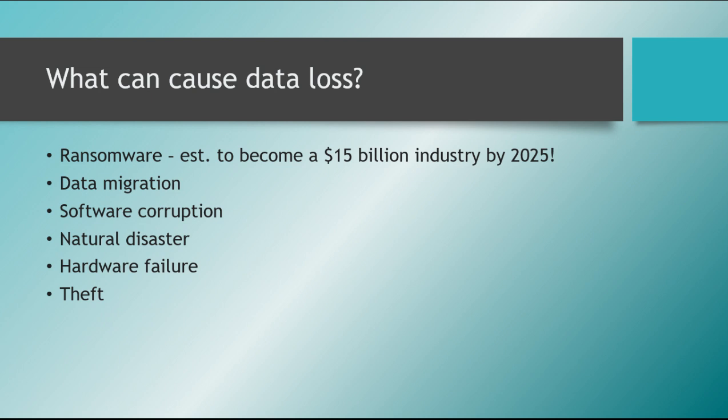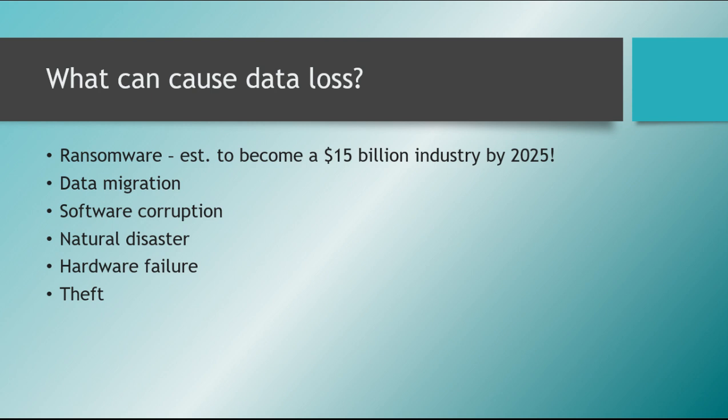So I want to start with a few moments here on what can cause data loss. Ransomware is one of the biggest factors in data loss. It's estimated to become a $15 billion industry by the year 2025. It is actually one of the biggest vectors of any sort of data loss. Ransomware comes in and encrypts all of your files and prevents any sort of access to those files. Having a good disaster recovery plan is the only way to prevent ransomware from taking down your business.